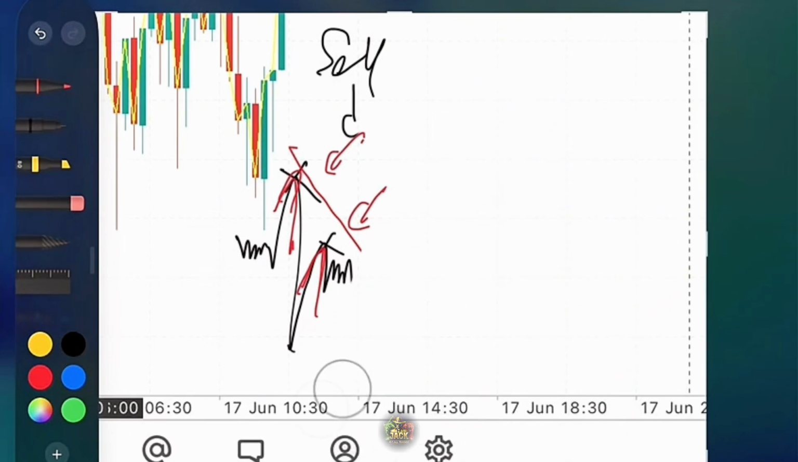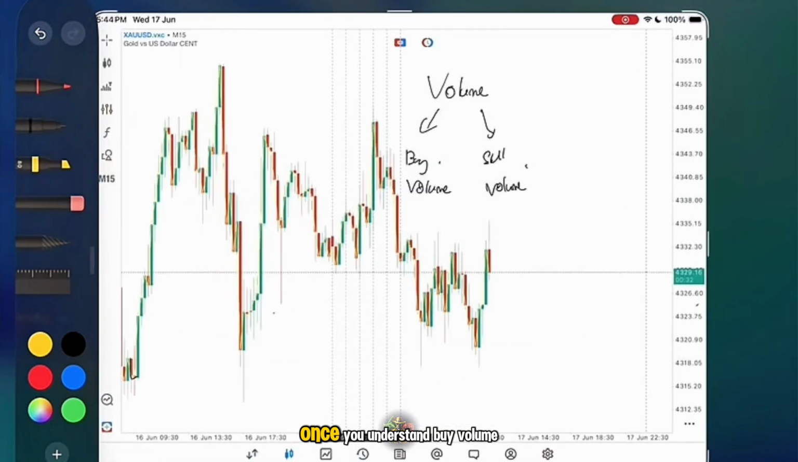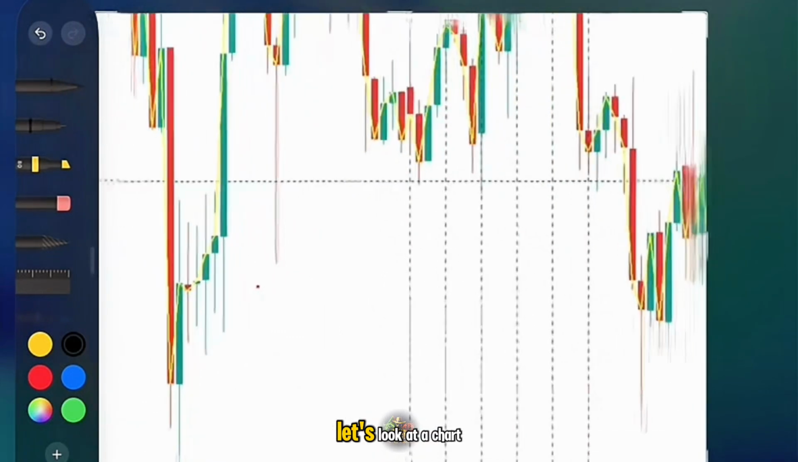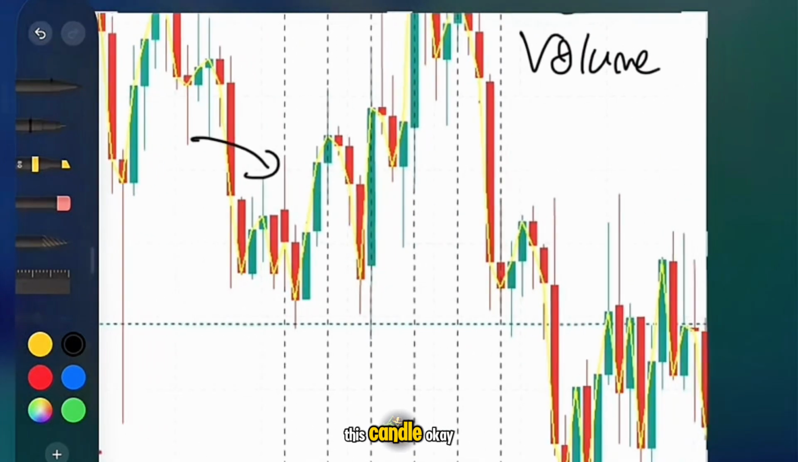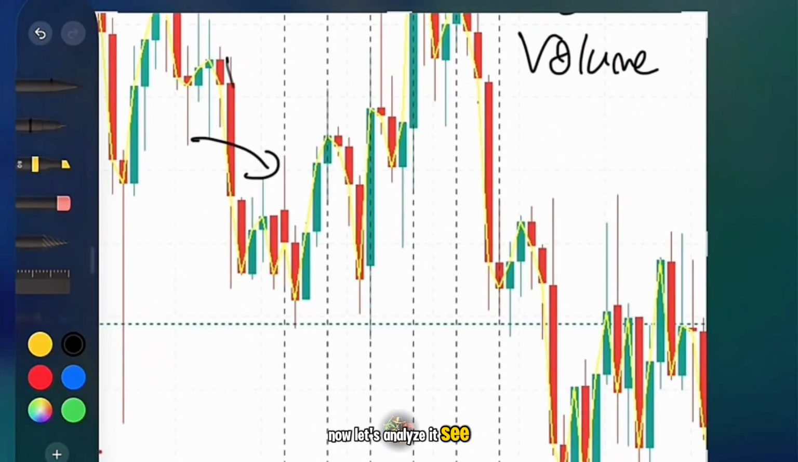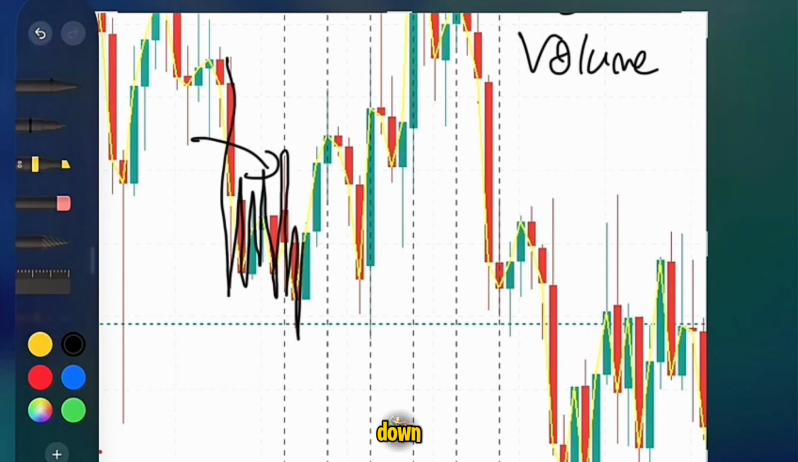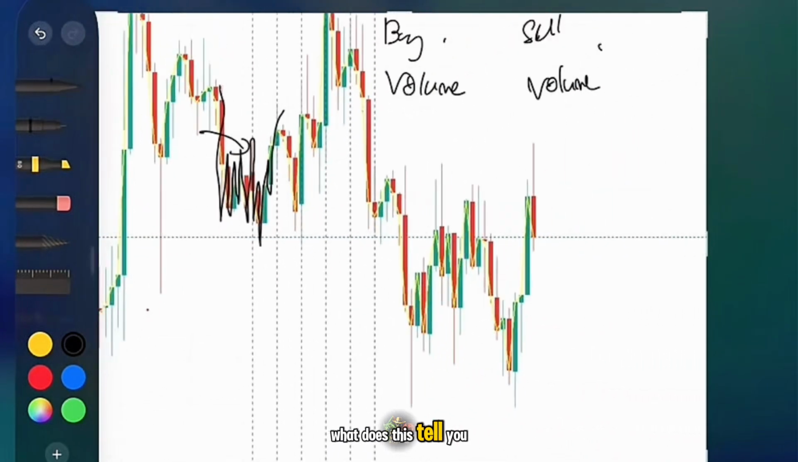Now, once you understand buy volume and sell volume, let's look at the chart here. Okay, so this is the opening of the day, as you can see. The period separators here. So, the day opened at this candle. Okay, now let's analyze it. See? Price has been going down, go up, go down, go up, go down, up. What does this tell you?